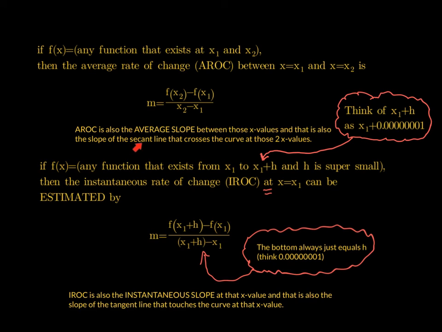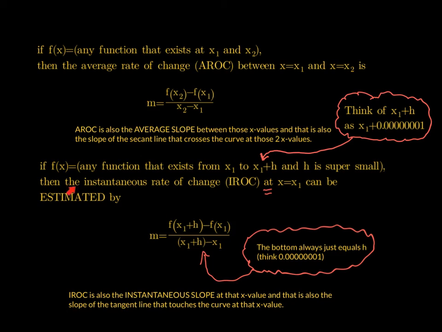And it's also the slope of the secant line that you can draw that crosses the curve at those 2 x values. Right? So the instantaneous rate of change, now we only know how to estimate it for now. It doesn't matter how complicated the function is. If you have a function that exists from x1 to x1 plus h, in other words, it just has to exist in this little teeny area around x1. And h, let's just call it very, very super small. So think of h as 0.000000001. The smaller you get h, the better your estimate.